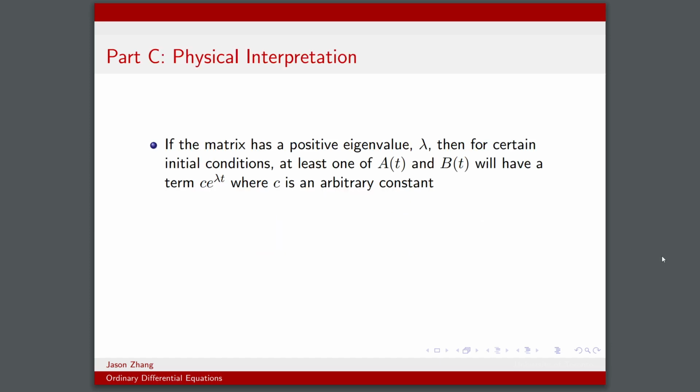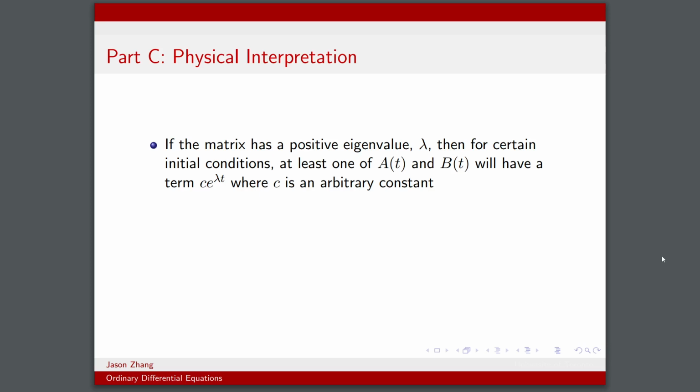So now to answer part C, we need to think about this from a physical perspective, and the question asks us why it's impossible for there to be a positive eigenvalue. When we solve these kinds of systems with two linear equations, if the matrix has a positive eigenvalue, call it lambda, then for certain initial conditions, at least one of A of t and B of t will have a term c times e to the lambda t, where c is an arbitrary constant. This comes from understanding the different cases you have to consider when solving these two-equation systems. This is simply a fact.